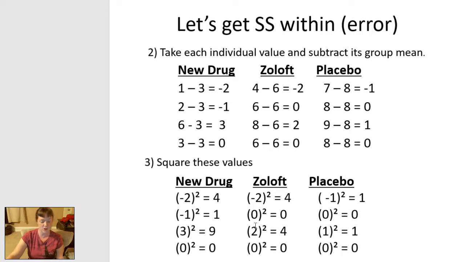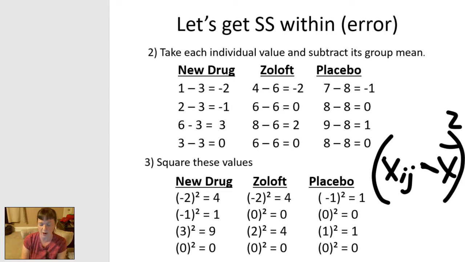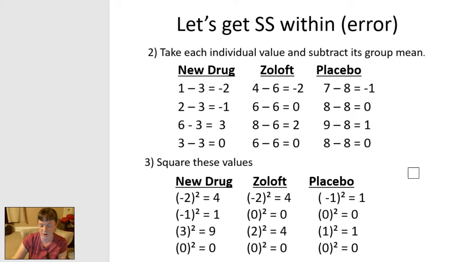My next step is I'm going to square those values, because again, what is the equation for the sums of squares within? Take everybody's score, subtract their individual subgroup averages. Next step, though, is to square those values, and then I'll add them up. So here's my next step. I'm squaring those values. Negative 2 squared is 4. Negative 1 squared is 1. 3 squared is 9. And on, and now I have the squares.